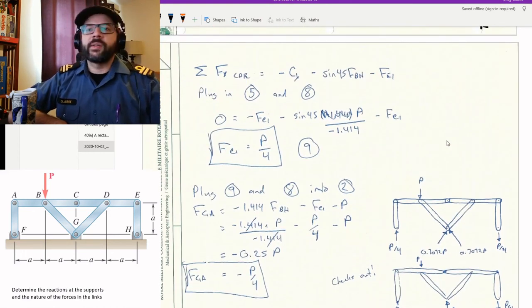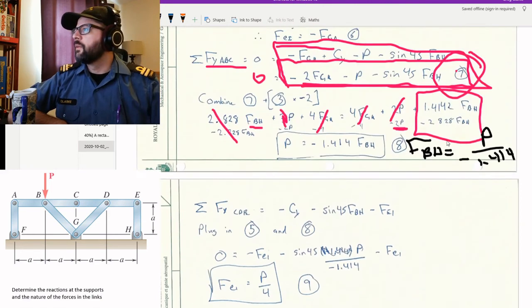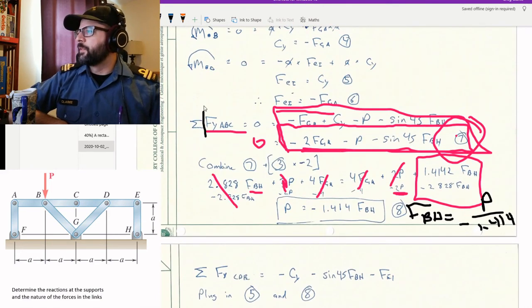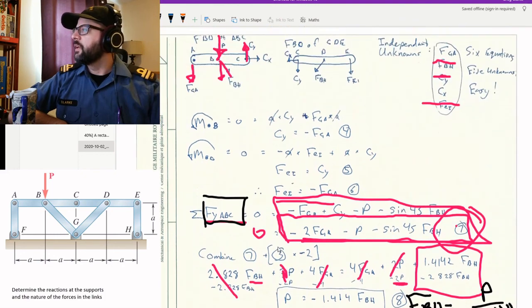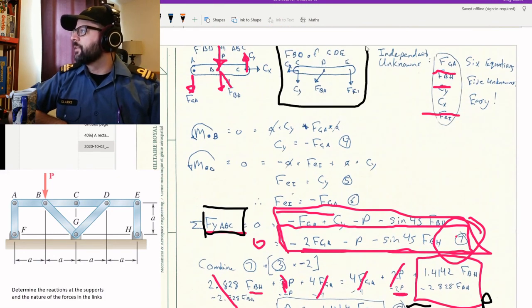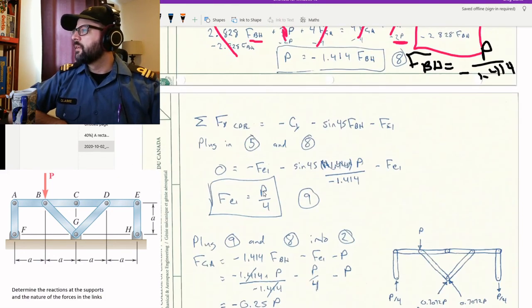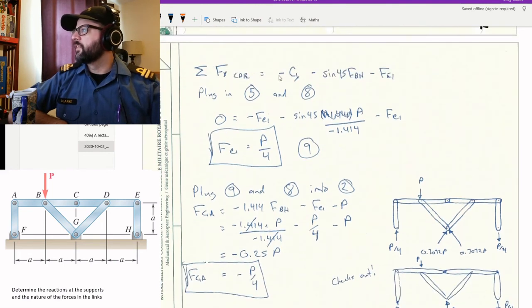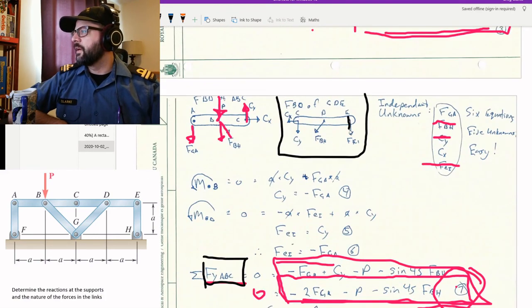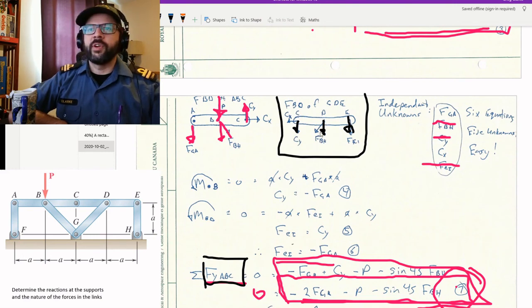So next thing we can do, well, the last thing we did was take the sum of the forces in the y direction on ABC. Let's do the same thing here for CDE. So there, we've just got the negative CY. We've got the negative sine 45 FBH term. And then we've got the negative FEI pulling down here. Got that, and we've got the vertical portion of that little force there.